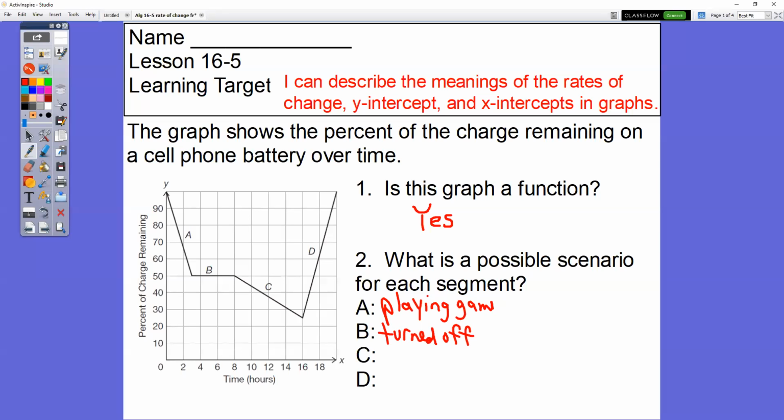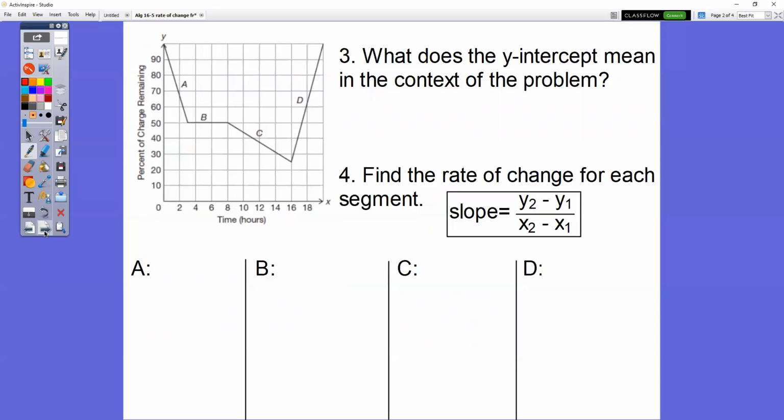So what's happening in C again? It's turned on. You might be using it slightly. And then what happens in D? It's charging, because the battery life is going back up. So again, those are just possibilities. Question number 3, what does the Y-intercept mean in the context of the problem?